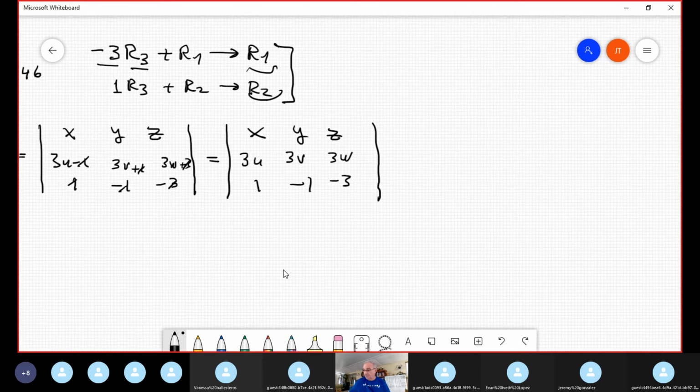Now, finally, I can see, wow, look at that, this 3. This 3 is a common factor. I factor it out. This is property number 4.